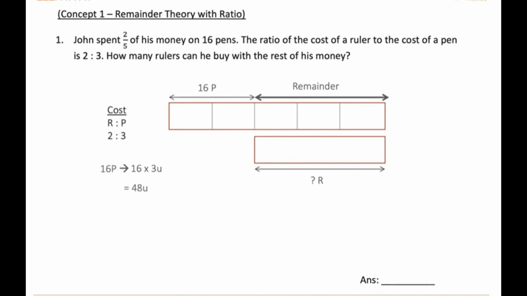Okay? And this is 48 units. So I shall divide by 2 to get 1 part. So this is 24 units each, meaning these 3 will be 24 units each as well. Therefore, the total of the remainder has a value of 24 units times 3, 72 units. The question is, with the rest of the money here, how many rulers can John buy? And each ruler has a price of 2 units. So with 72 units, you can buy how many rulers? 72 divided by 2 units. You can buy 36 rulers. So that's how you read the question and solve it.